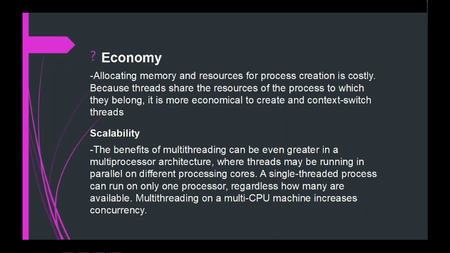Economy. Allocating memory and resources for process creation is costly. Because threads share the resources of the process to which they belong, it is more economical to create and context switch threads. What this means by economy is the availability of an application, so that, as I said earlier in responsiveness, you can quickly access the application you want by going back and forth.